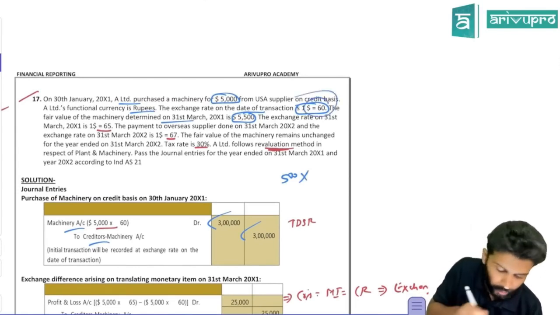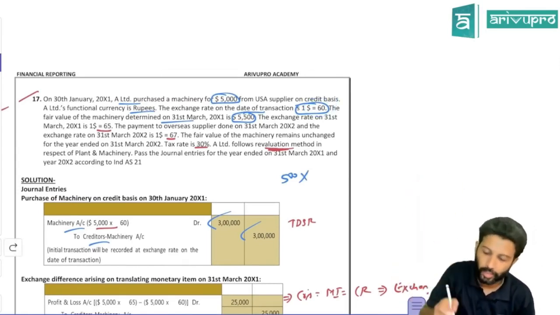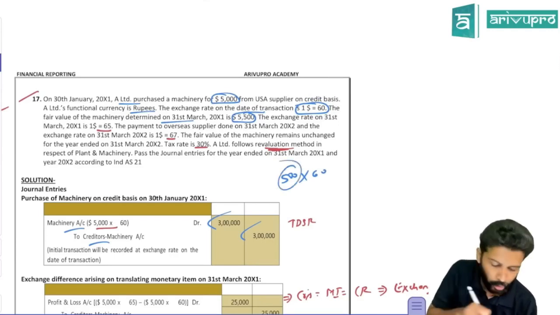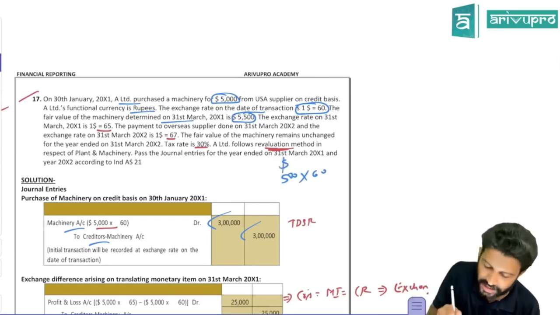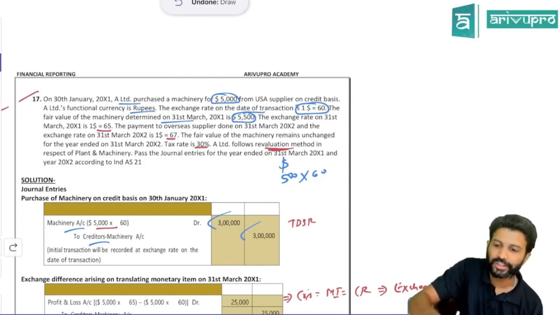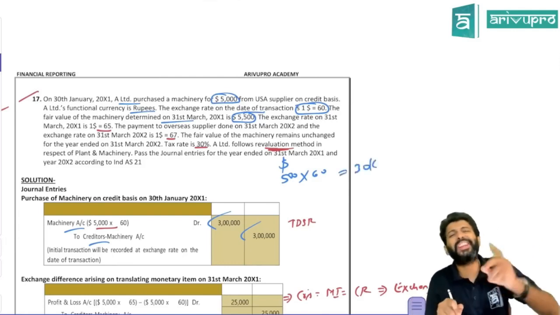So use your old rate only. Whenever there is a revaluation gain, don't use any other rate. Use your TDSR only, which is 60. The $500 is the gain, but this gain is in dollars and we want it in rupees. So 500 into 60 is 30,000. The 30,000 is your revaluation gain.